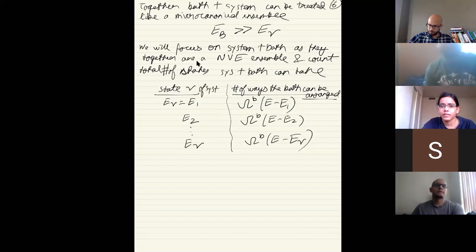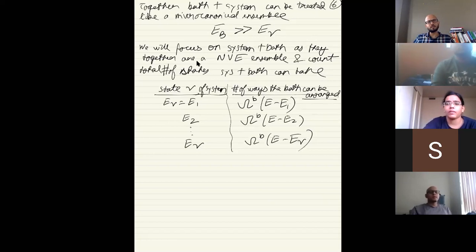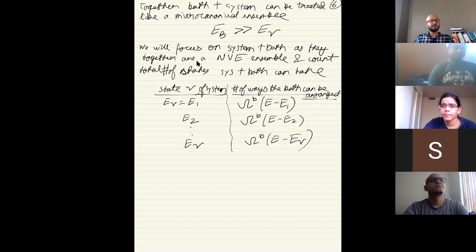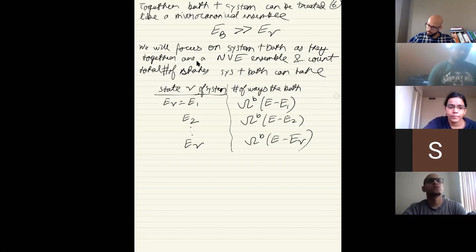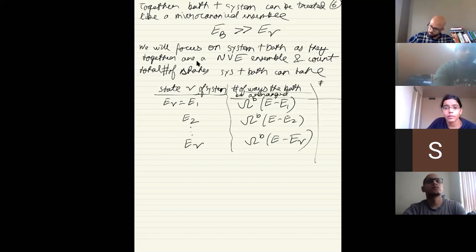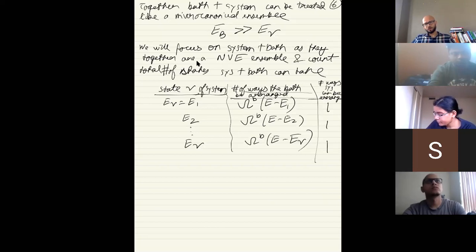So I should clarify this here. This is the system. If the system has an energy E1, the number of ways the bath can be arranged is omega B of E minus E1. So let me add another column over here: number of ways the bath can be arranged. You also have to think about the number of ways the system can be arranged. And the way Chandler works with this is he puts everything as one. It's not one, it's a small number, okay?